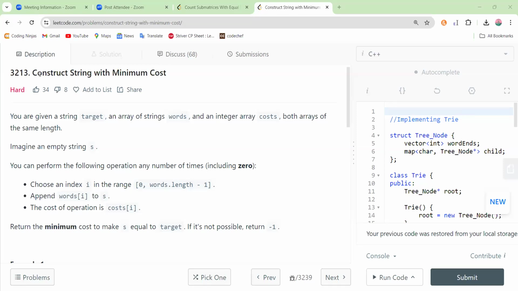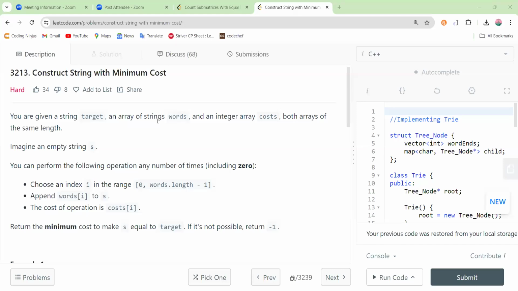So the name of the question is construct string with minimum cost. It was again a very classic implementation of tries. So the prerequisite for this question would be tries, if anyone is not familiar with tries. I would try to explain it a bit, but for learning purposes, you can refer to any of the articles or others.